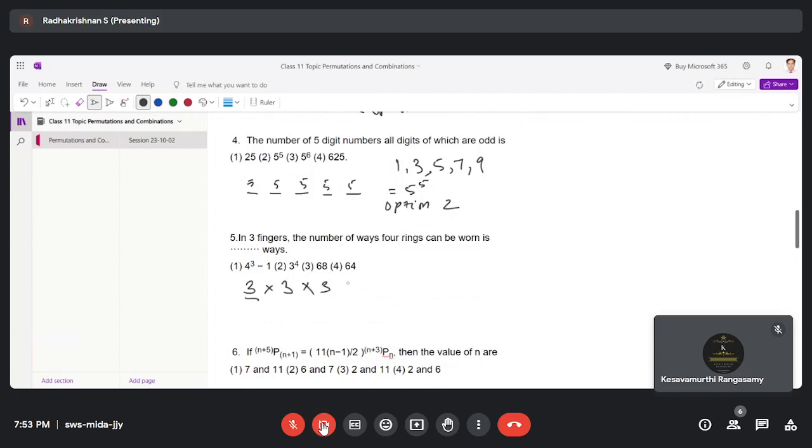So this is the number of ways. Okay, so it's not the other way. We take a ring and each ring has got 3 options. There are 4 rings, so it's 3 to the power of 4.